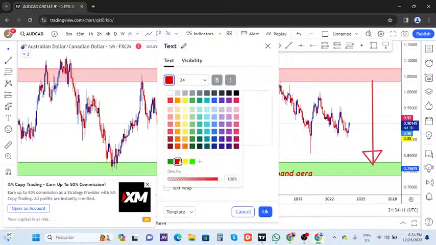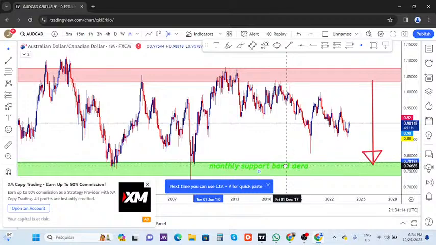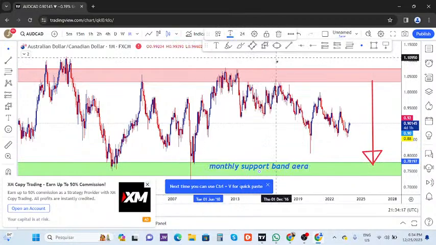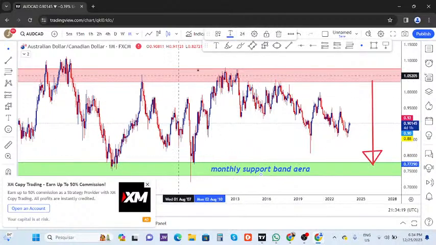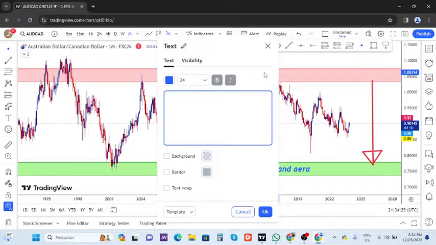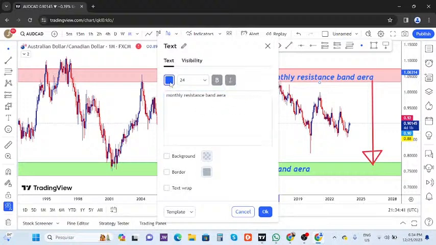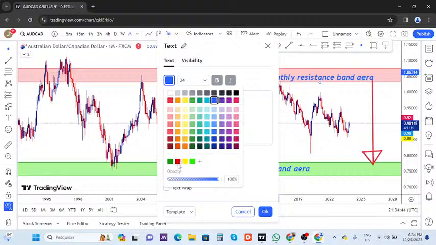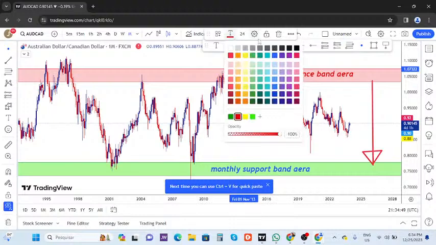I'm going to change that color to blue so that you guys can see it. All right, blue. And I'm going to draw also, this is going to be the monthly resistance band area. And this color is going to be red. Let me make it black.